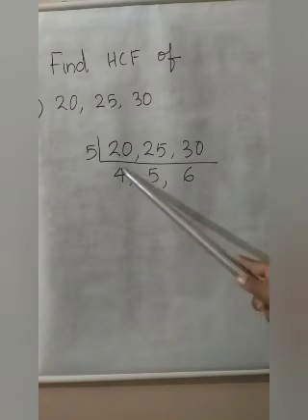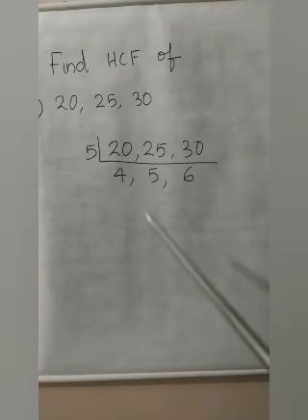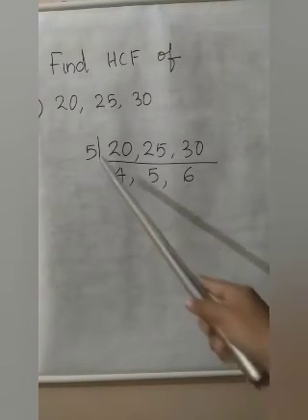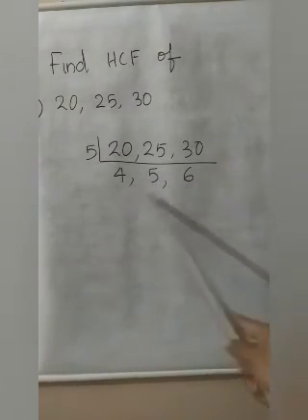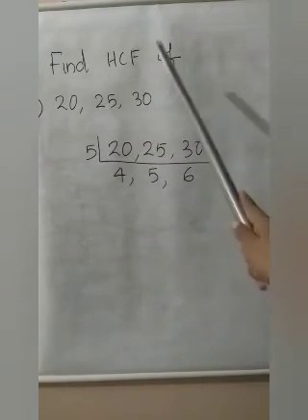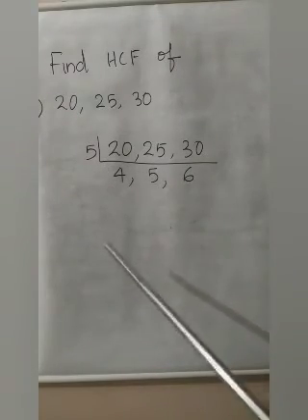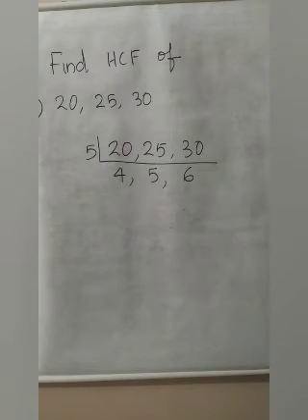So I divided, and I got here 4, 5 and 6. Is there any number which is divisible by these 3 numbers? 4 and 6 are composite numbers, but 5 is a prime number. So we will not get a number here which is divisible by these 3 numbers. So we can say the HCF of 20, 25 and 30 is what? 5. Further, you cannot proceed in this step. This is the HCF of these 3 numbers.